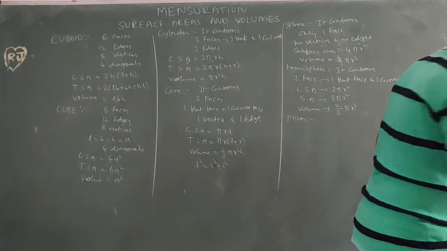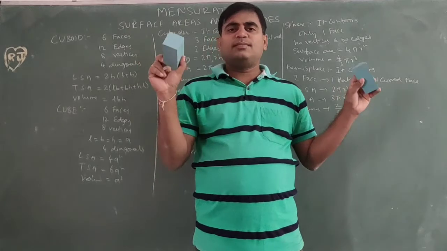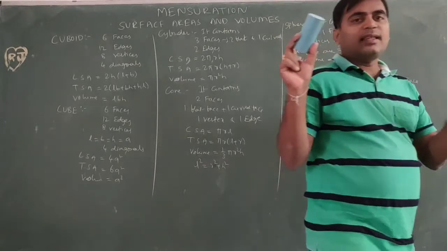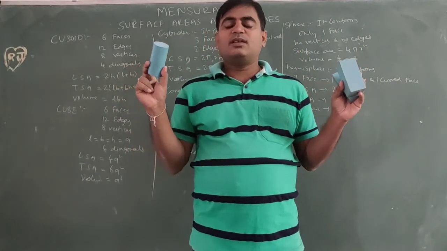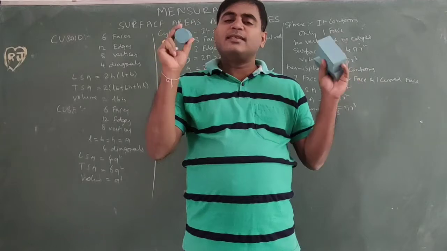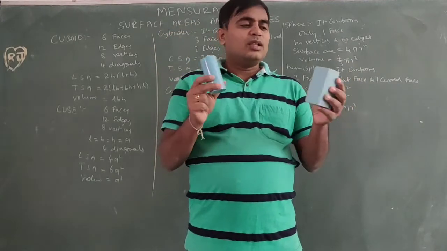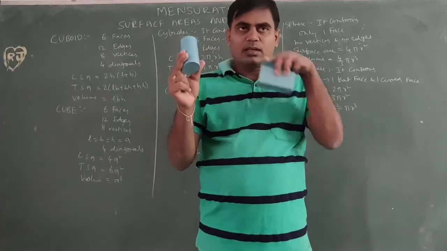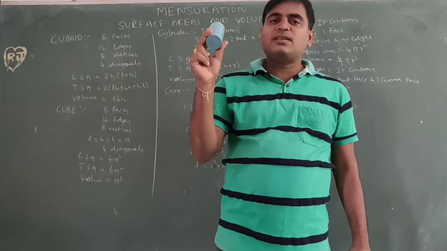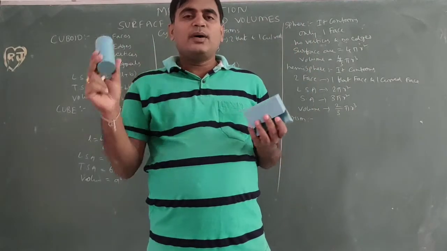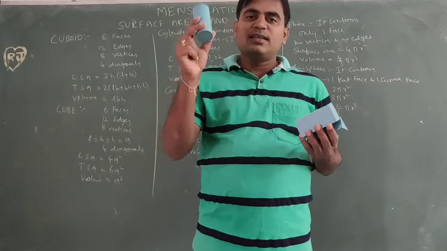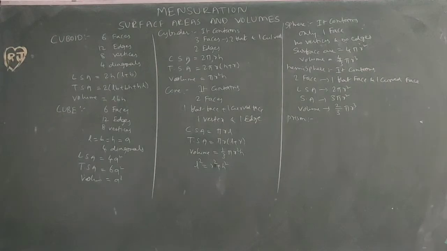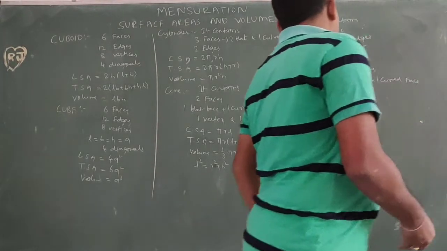Of course a cuboid is also a prism. Cuboid is also a prism. Next, this is a cylinder. Cylinder is also a prism. If we cut anywhere, we get the same shape, the same shape and same size of the base. So cuboid is a prism, cube is a prism, cylinder is also a prism. Now in general we are discussing the formulas.